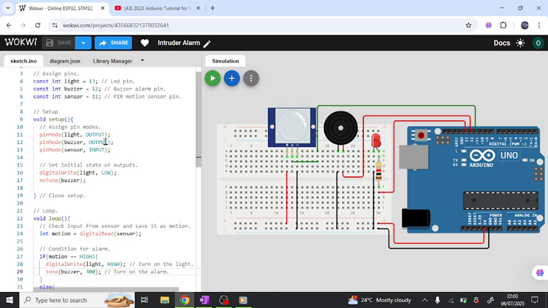And then in the setup, pin 13 should be what? The pin mode of 13 should be what? Output. Meaning Arduino will be giving output from this pin. Output to what? To our LED.